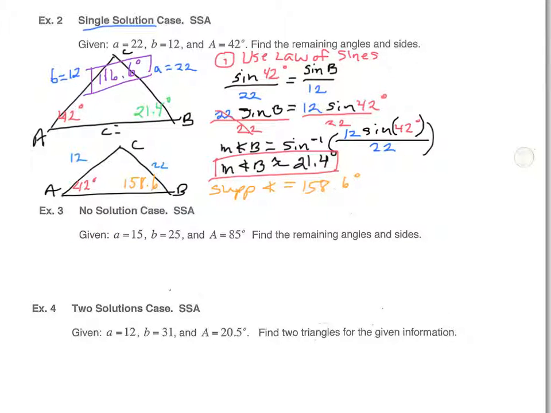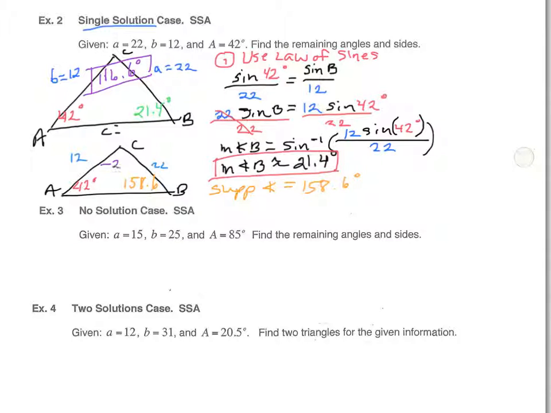So 180 minus 42 minus 158.6. What value do you get when you do that? What'd you get? You do it. Don't make me do it. I already did it for my own purposes. What'd you get?